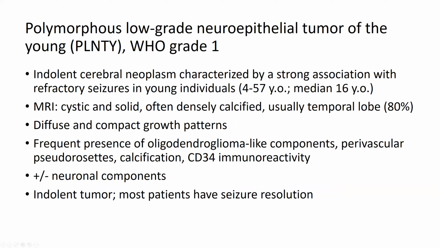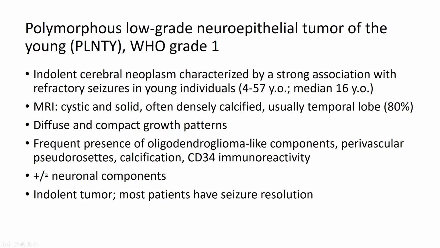Similar to the last tumor type, these are also very indolent cerebral neoplasms and associated with seizures. There's a hint of a diagnosis when you see really dense calcification, or essentially a rock in the brain for some of these tumors, and they're often in the temporal lobe. They show often diffuse and compact growth patterns, and I already mentioned that they have the oligodendroglioma-like components, but also can show perivascular pseudorosettes similar to an ependymoma. Dense calcifications, and as I mentioned, CD34 immunoreactivity is very helpful.